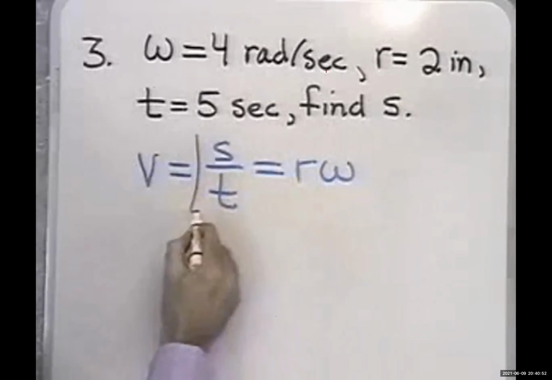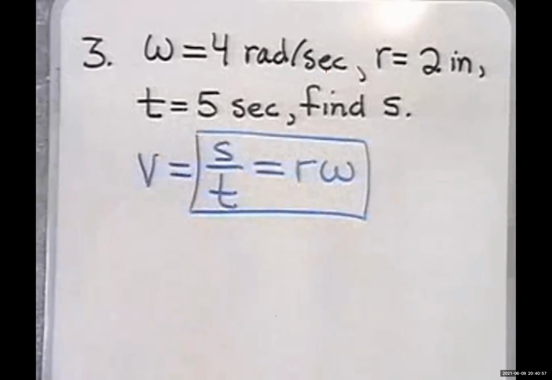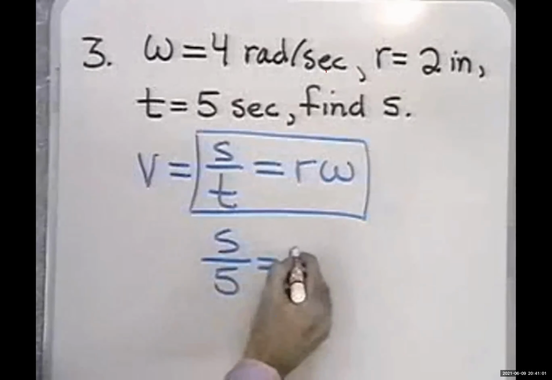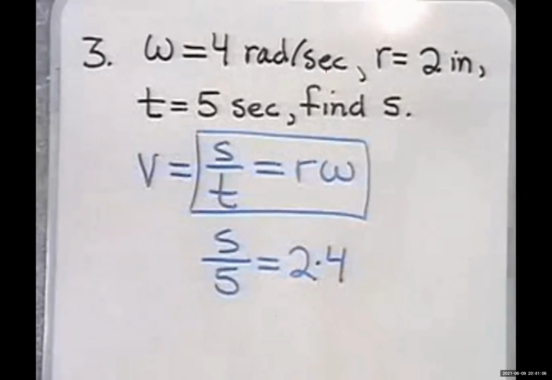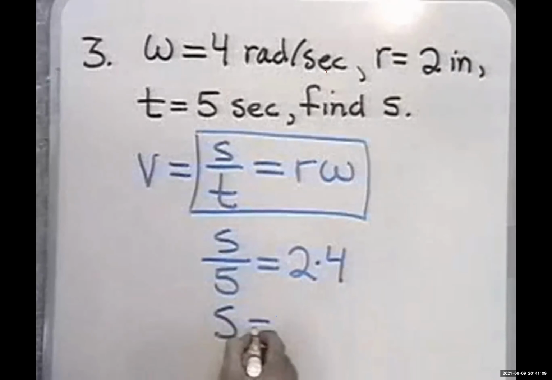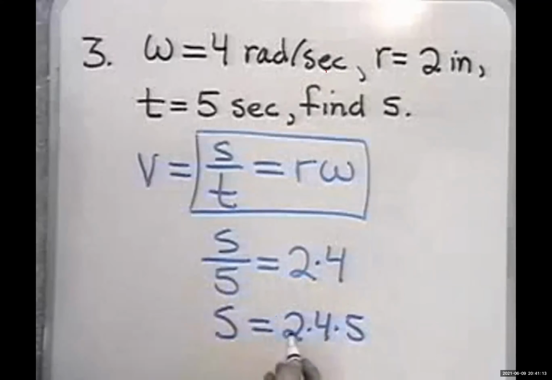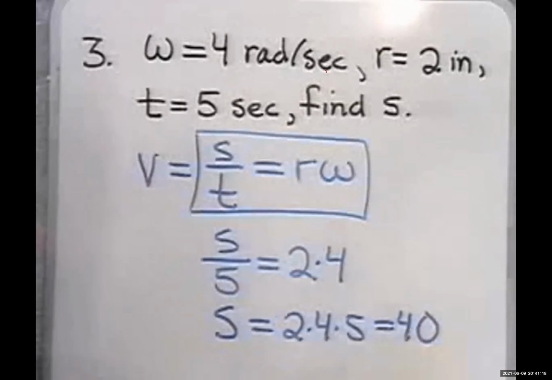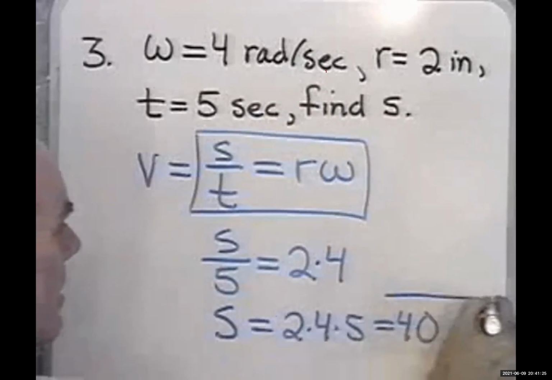So let's substitute in using this equation right here and see what we get. So s divided by t, so I have s divided by 5, is equal to r, which is 2, times omega, which is 4 radians per second. So I get s is equal to 2 times 4 times 5. When I multiply both sides of this by 5, 2 times 4 is 8, times 5 is 40. And that's 40. s is my arc length. I have radians per second and inches, so this is going to be 40 inches.